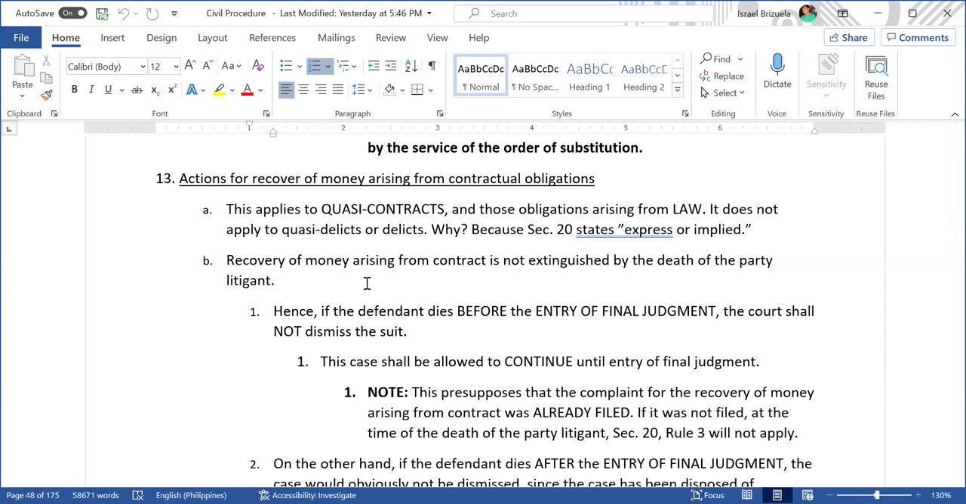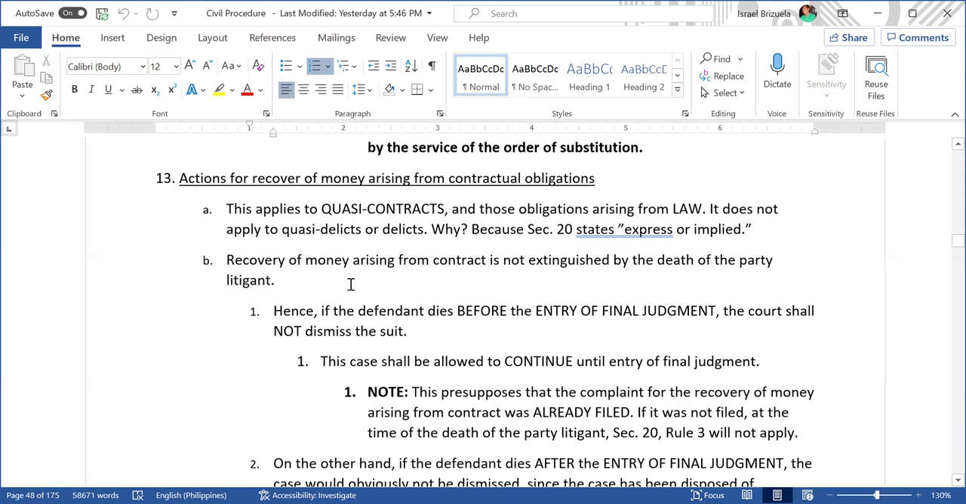Recovery of money arising from contract is not extinguished by the death of the party litigant. Hence, if the defendant dies before the entry of final judgment, the court shall not dismiss the suit. This case shall be allowed to continue until entry of final judgment. Note, this presupposes that the complaint for the recovery of money arising from contract was already filed. If it was not filed at the time of the death of the party litigant, Section 20, Rule 3 will not apply.